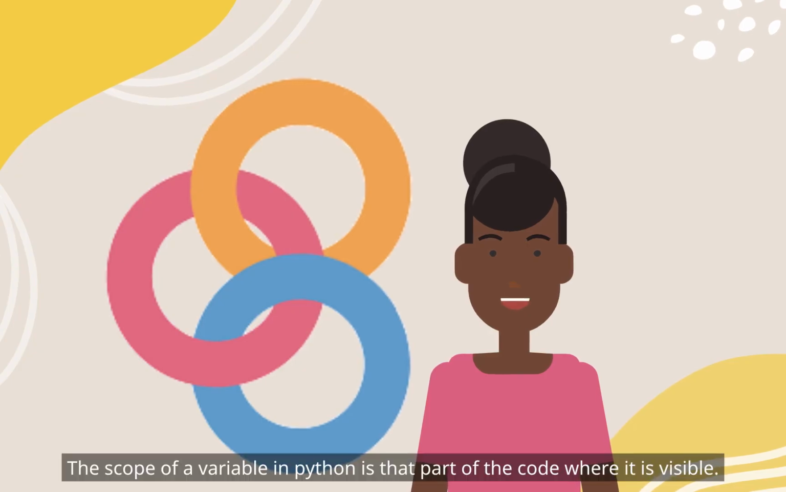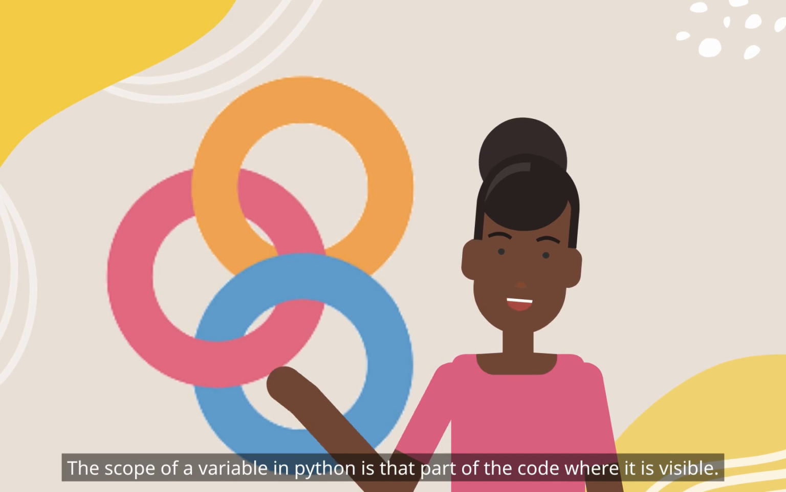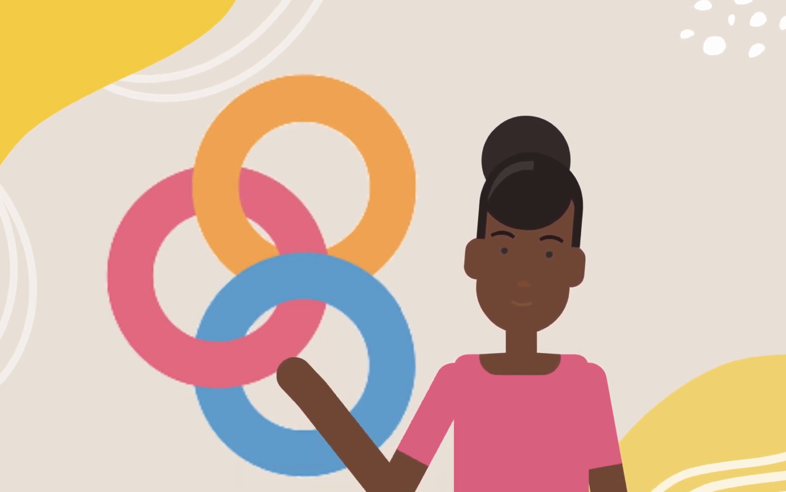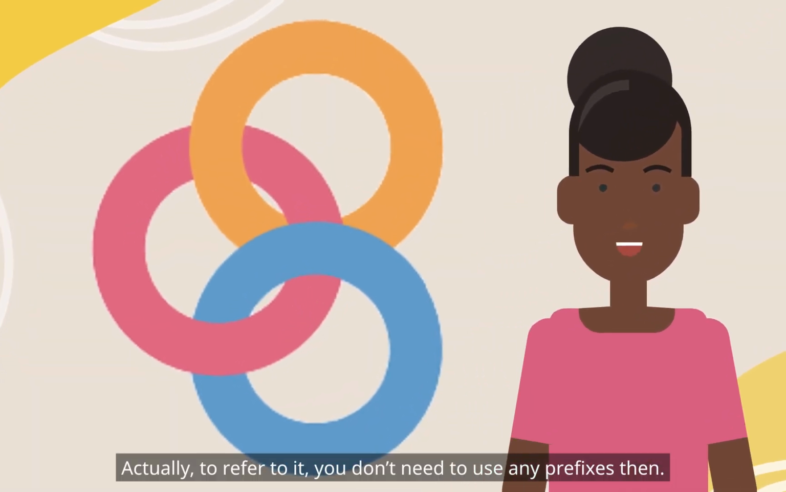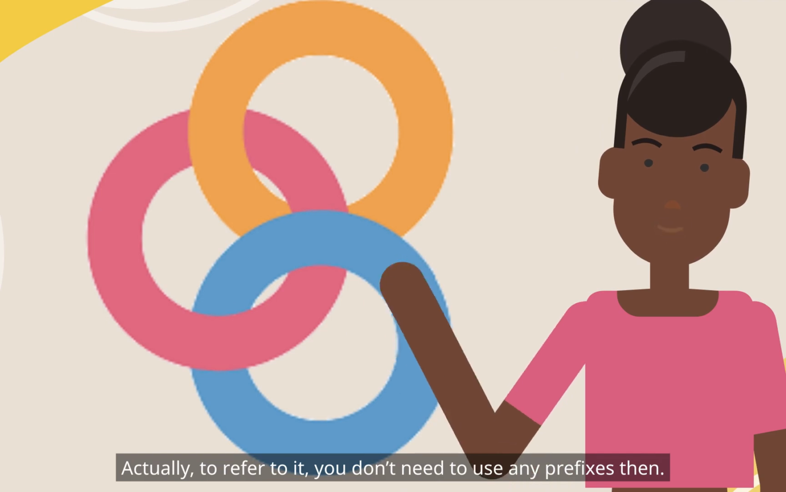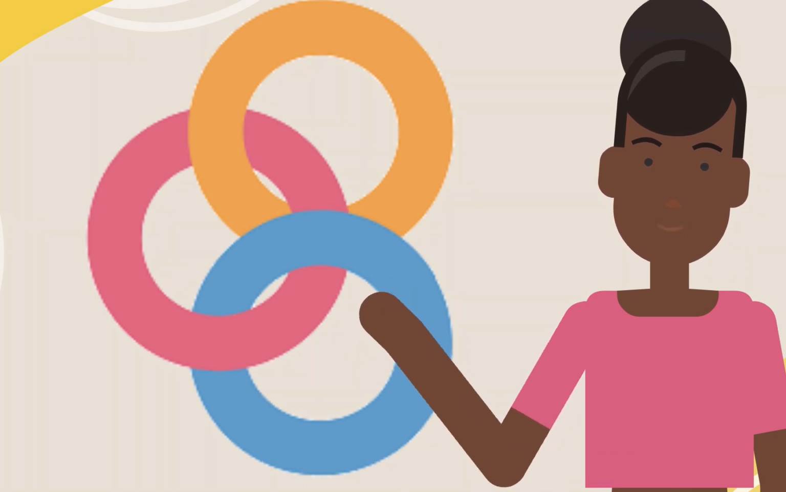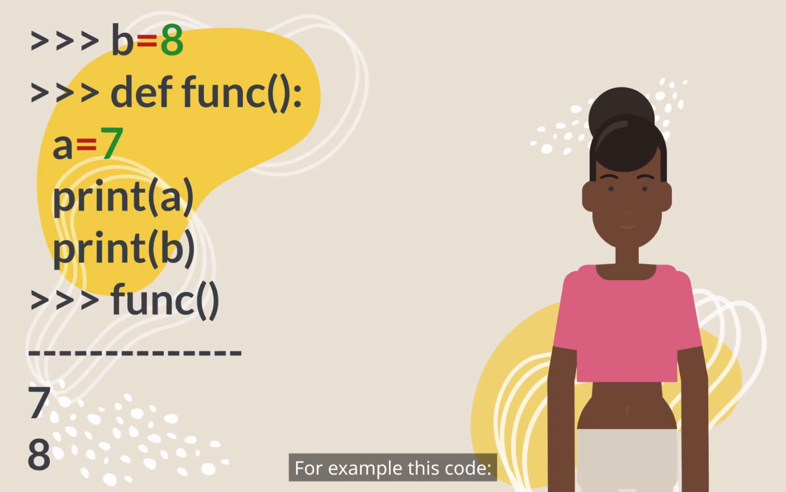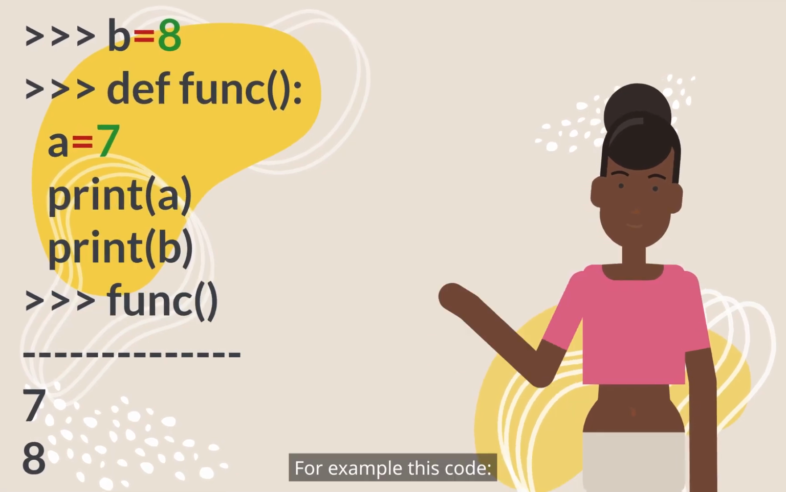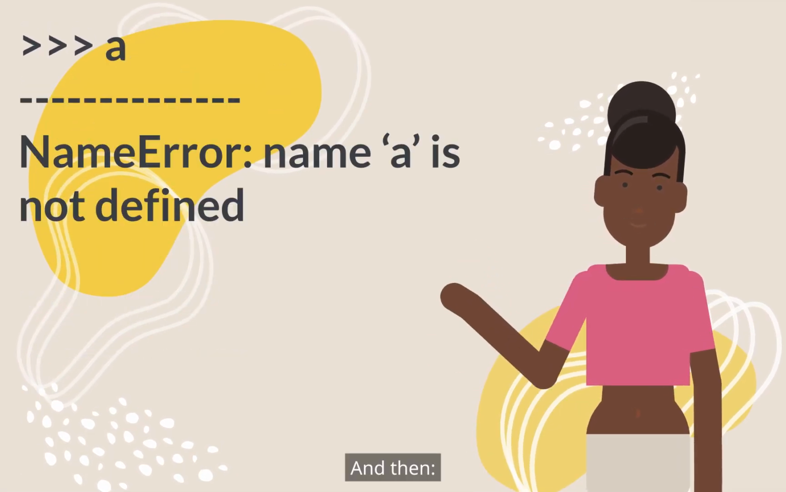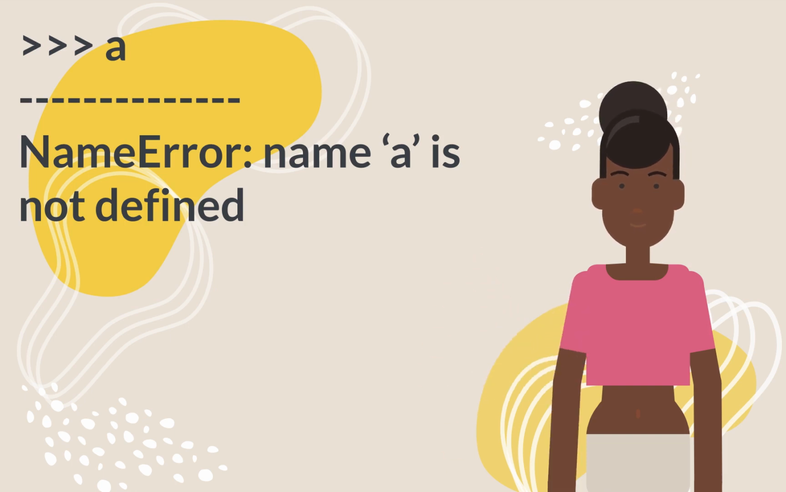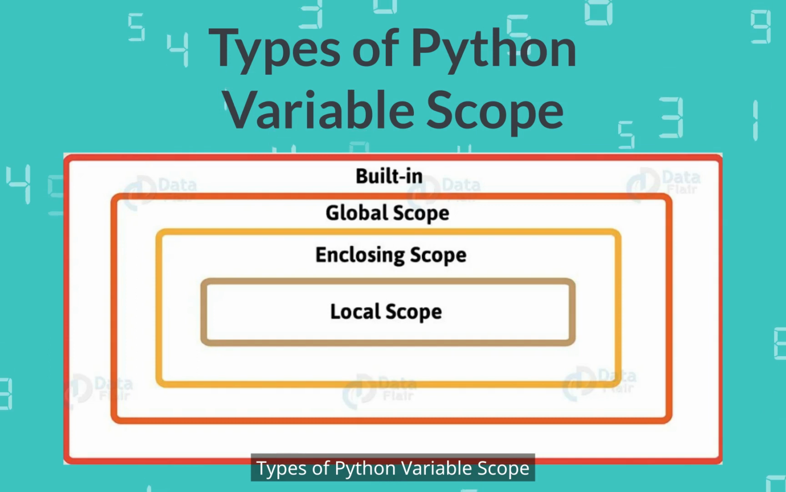The scope of a variable in Python is that part of the code where it is visible. Actually, to refer to it, you don't need to use any prefixes then. For example, this code. And then, types of Python variable scope.